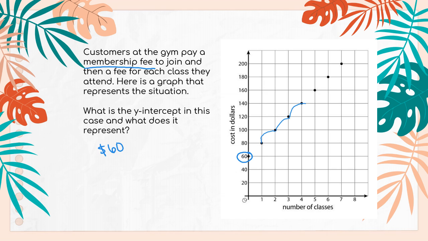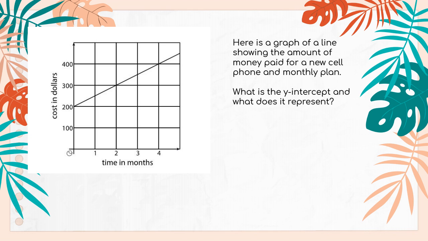That $60 represents the amount she had to pay up front, which would be the membership fee. So first she has to pay the membership fee, and then she has to pay per class. So that initial cost that she has to pay up front would represent that $60, which in this case would be the membership fee. Okay, last example together.